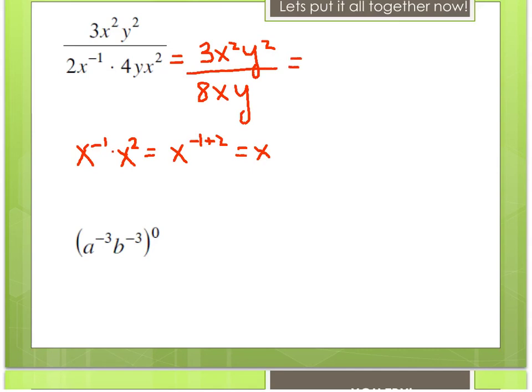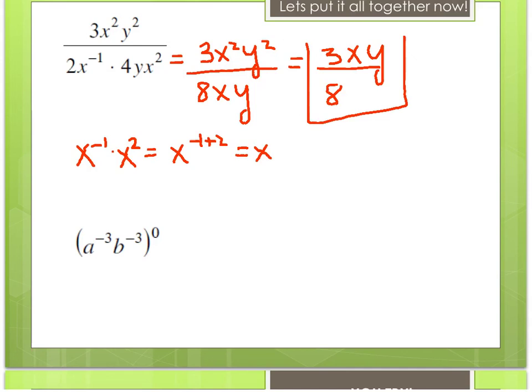Now simplifying, 3 over 8 cannot simplify. And then x to the second over x leaves me with just 1x on top because I do x to the 2 minus 1. And then y to the second over y leaves me with just 1y on top. So final answer is 3xy over 8.